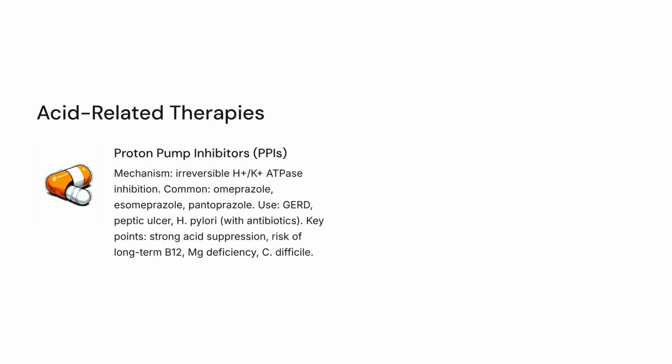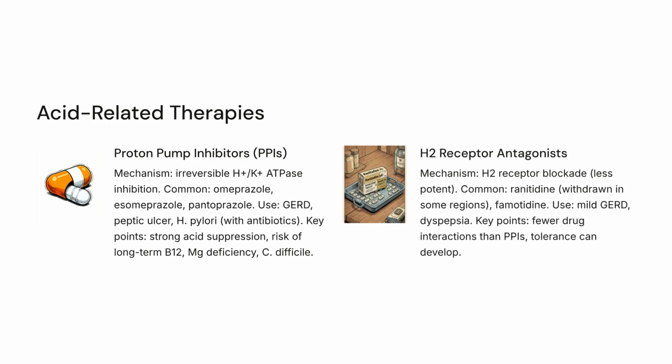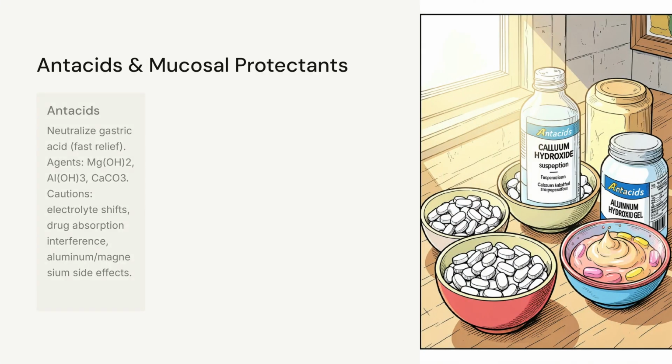We begin with acid-related therapies. Proton pump inhibitors, like omeprazole, work by irreversibly inhibiting the H+/K+ ATPase, offering strong acid suppression but with risks of long-term deficiencies. H2 receptor antagonists, such as famotidine, are less potent, block H2 receptors, and generally have fewer drug interactions, though tolerance can develop. Next are antacids and mucosal protectants.